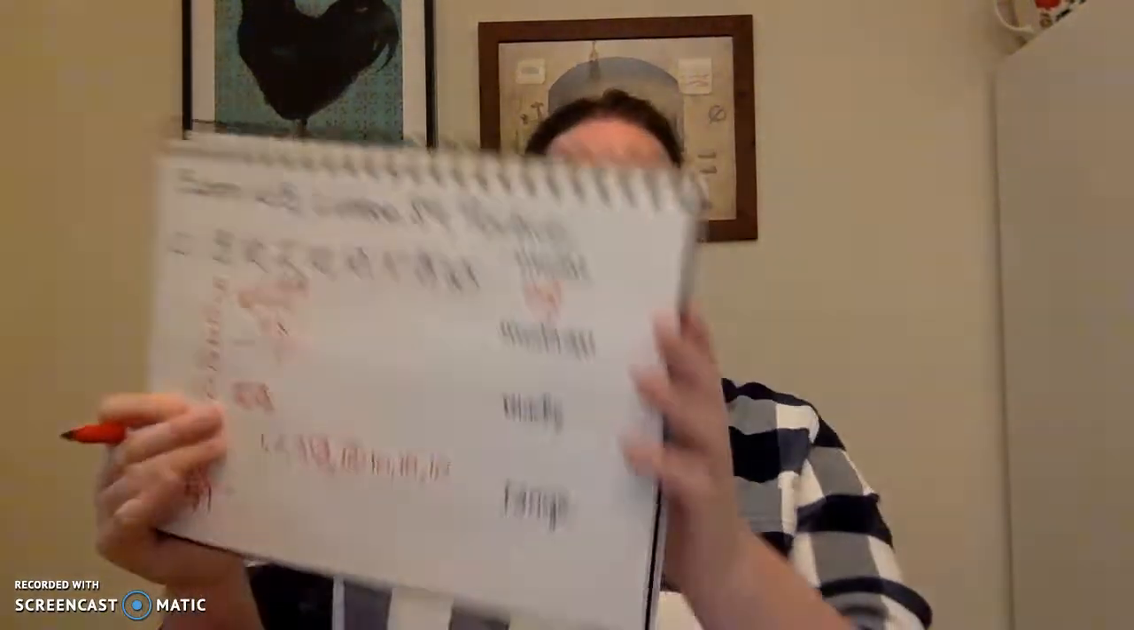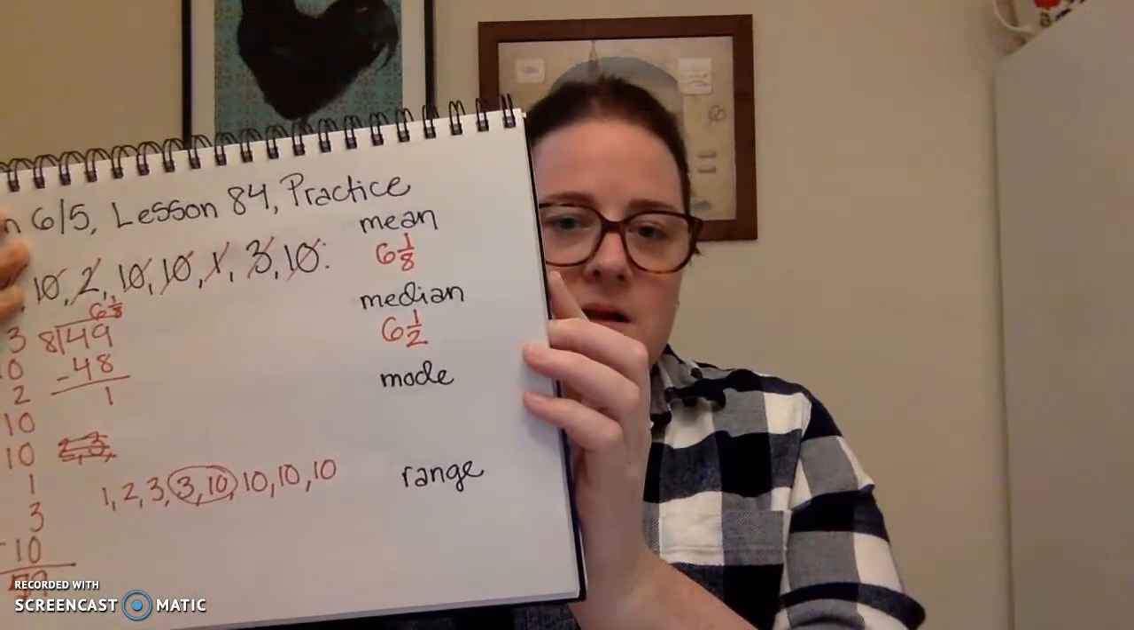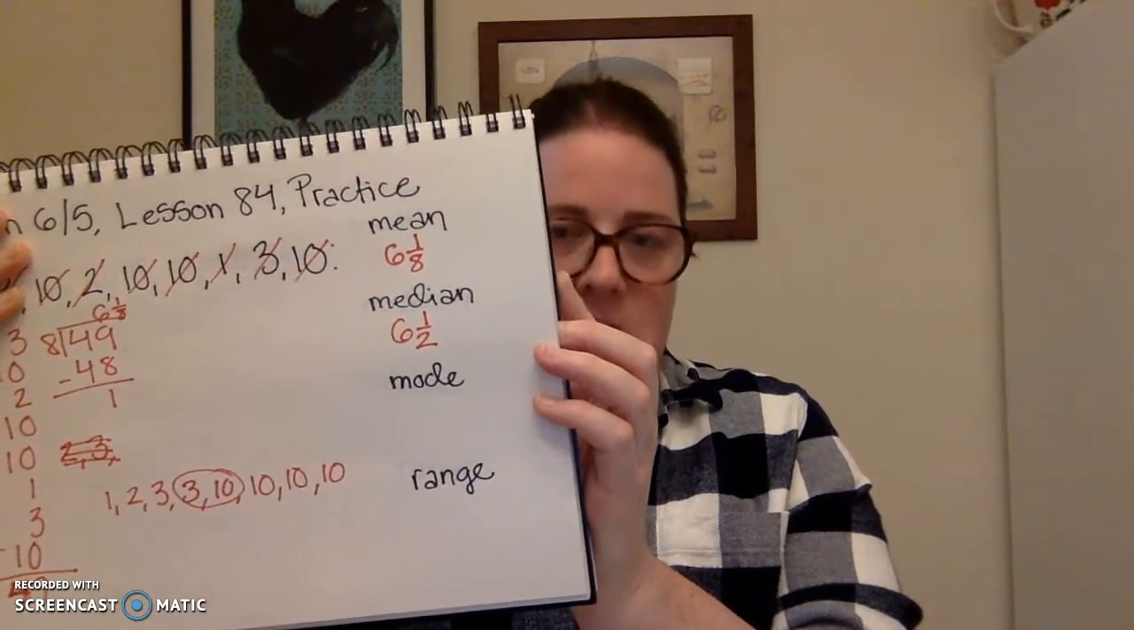I'm going to move from the outside in. I actually know that I'm going to have 2 numbers in the middle because there's 8 numbers total in my data set. So once I move, 1, 2, 3, 4, my 2 numbers in the middle are 3 and 10. 3 plus 10 is 13. 13 divided by 2 is going to be 6 and 1/2. So my median, the number in the middle of my data set, is 6 1/2.